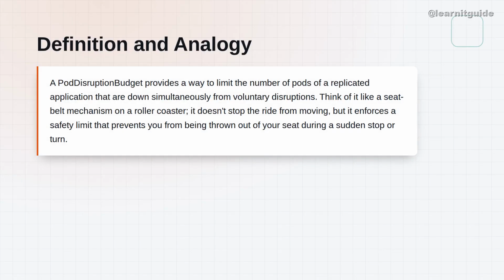So, what is a pod disruption budget really? It is an API object that provides a way to limit the number of pods of a replicated application that are down simultaneously due to voluntary disruptions. Think of it like the seatbelt mechanism on a roller coaster. It does not stop the ride from moving, but it enforces a hard safety limit that prevents you from being thrown out of your seat during a sudden stop or a sharp turn. It is your way of telling the Kubernetes API, I understand you need to move things around, but you must keep at least this many pods running, so my service remains functional.